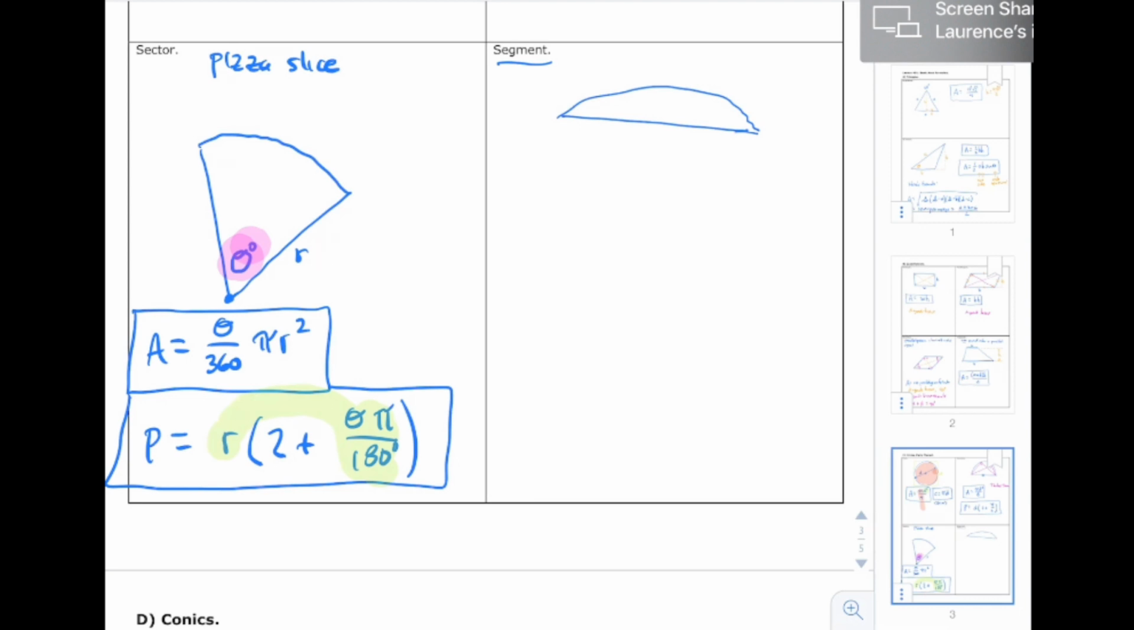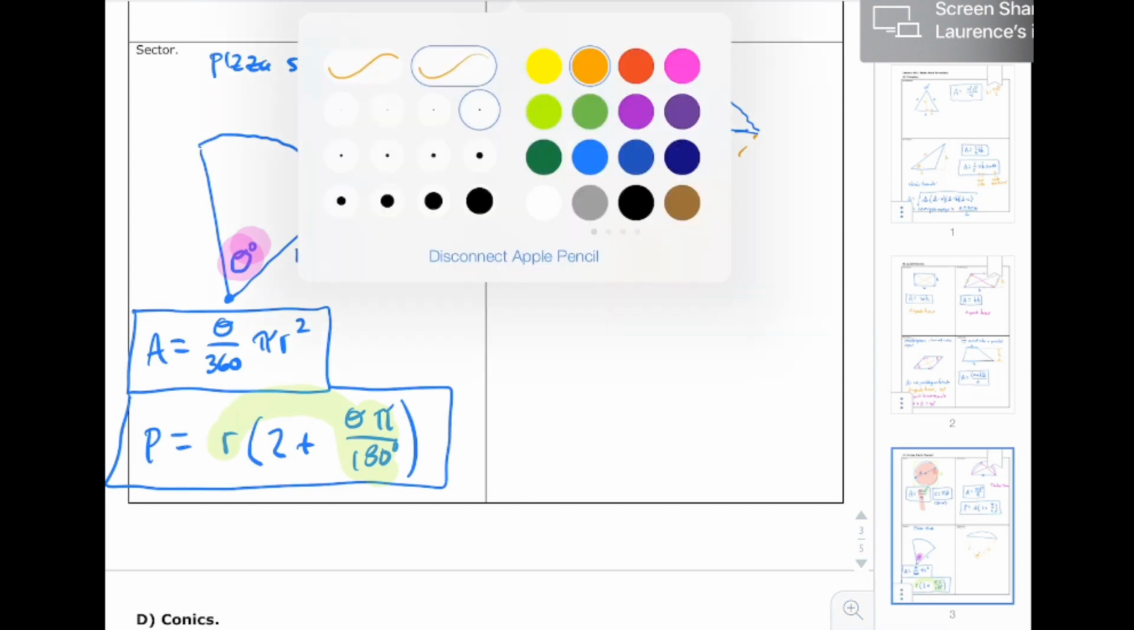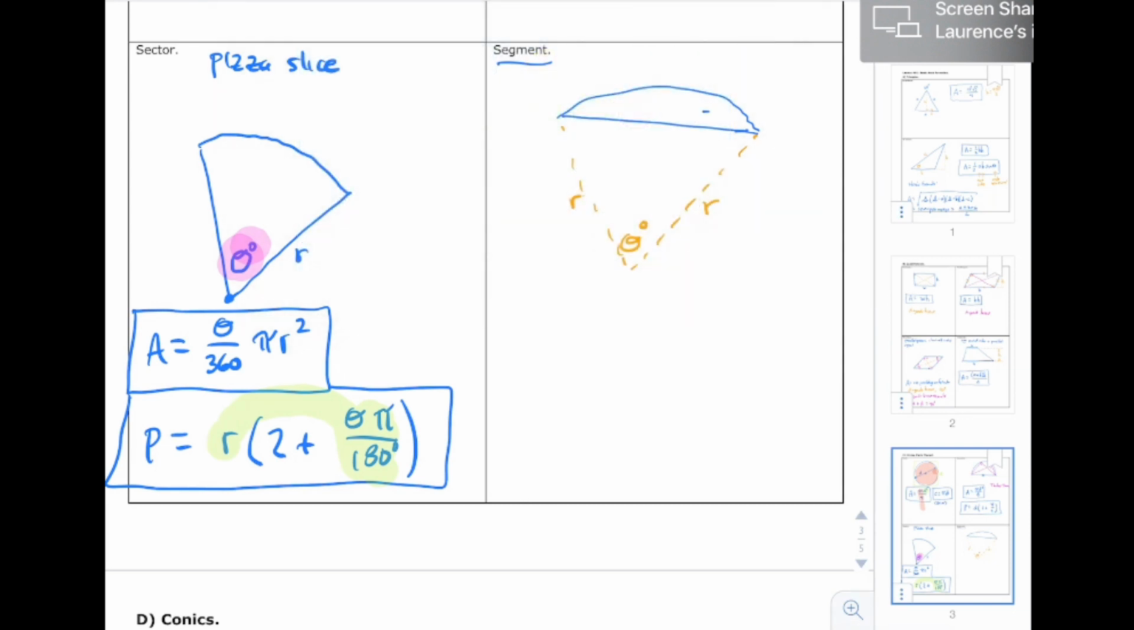Now the segment has properties. It came from a whole circle one day. So this has a length of r. This has a length of r. This has an angle of so many degrees. So that's your reference information over here. But we want to know, what's the area of this thing? What's the circumference of this thing? Well, the area goes like this. R squared over 2 times theta pi over 180 minus the sine of theta.